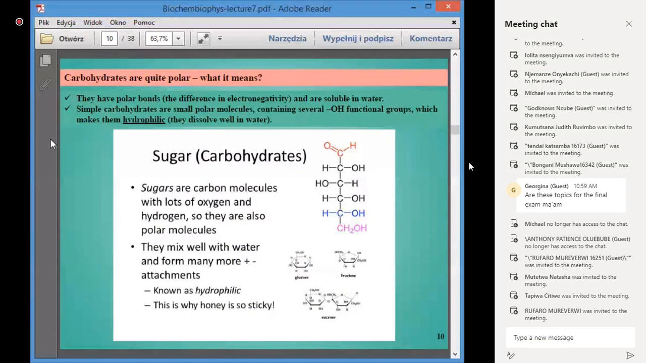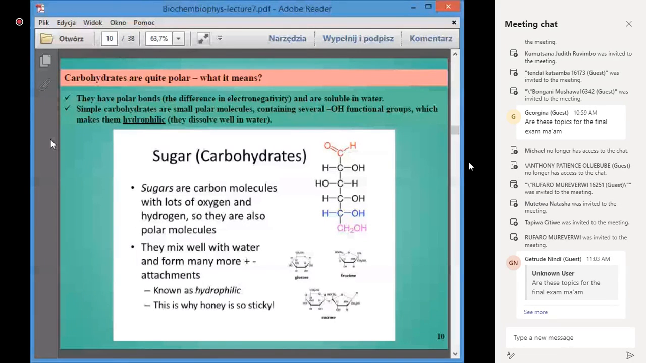Last time I got such a question. I said that carbohydrates are quite polar, and some person asked me what it means. So quite polar means these are compounds which are polar, but of course we can find other compounds which are more polar than carbohydrates. So I wrote that they are quite polar. And what does it mean that they are polar? It means they have polar bonds. And I was talking about such kind of bond. We should have some difference in electronegativity, the parameter which describes each atom and its ability to form bonds.